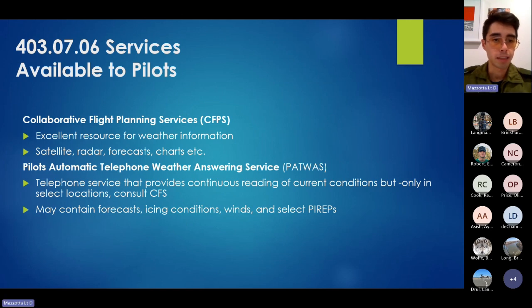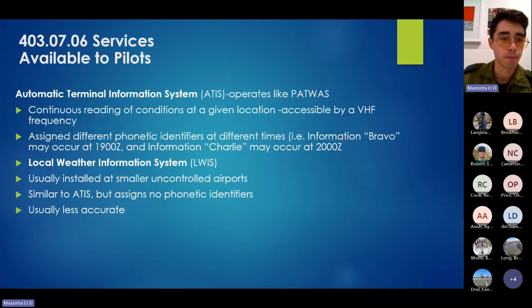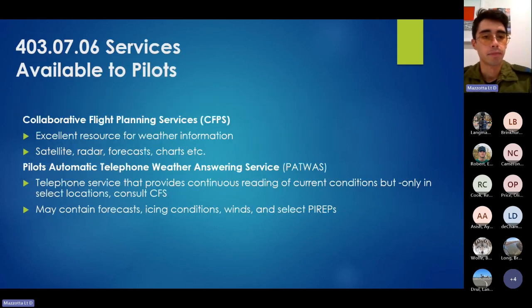Okay, CFPS, so that's the Collaborative Flight Planning Services. That's the website that we were just on. Again, an excellent resource for weather information. It is relatively new. It has replaced the previous website, AWWS, which was way better in my opinion, but it has the same information and it's displayed in the same way pretty much. It's got satellite imagery, radar, forecast, charts like we saw.